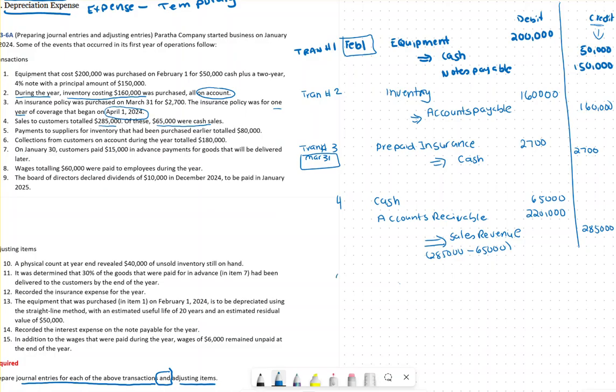and that is 220,000. I go to the next one, my 5, payment to the supplier for the inventory. We're just making a payment. We purchased it before. I will have to debit my accounts payable because our liability is going down, and my cash account is also going down, and that is $80,000.